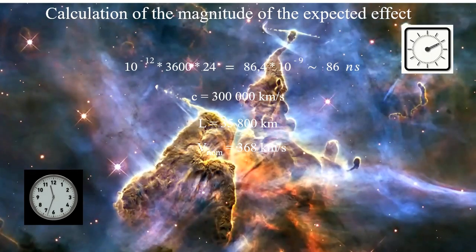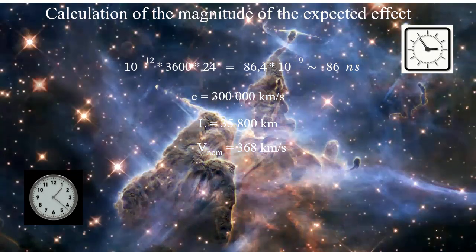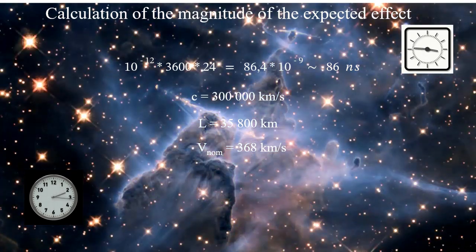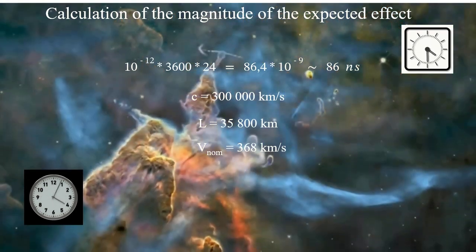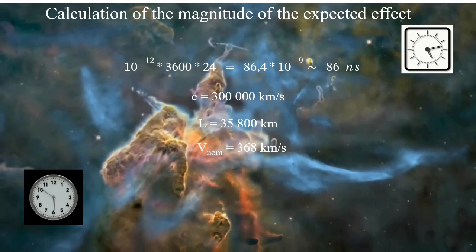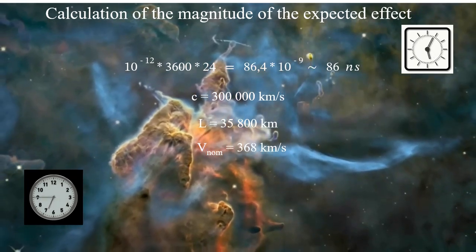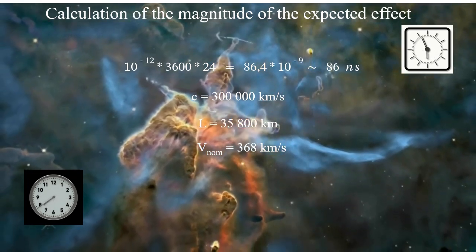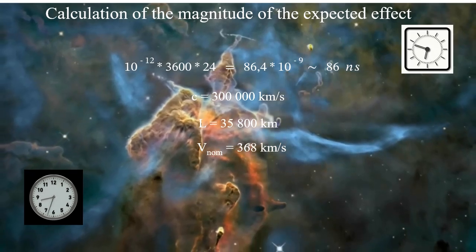The angle between the ecliptic plane, in the plane of which the satellite rotates, and the vector of motion of the Sun relative to the microwave background is small, and we will not take it into account. This vector is directed toward the zodiacal constellation Leo. The speed of the Earth's orbit around the Sun is about 30 km per second, and we will use it in calculations as the minimum speed relative to the environment.